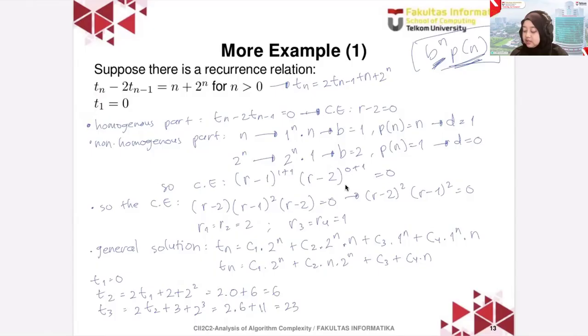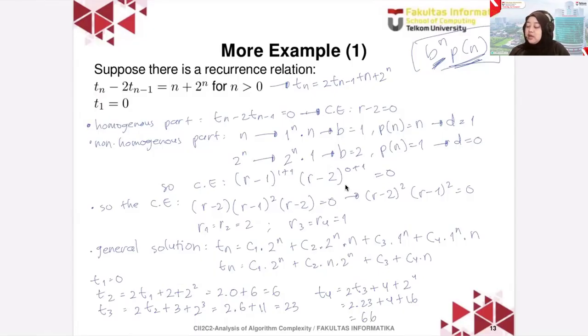And finally, T4, we will have 2 T3 plus n, which is 4, plus 2 to the n, which is 2 to the 4. And this is 2 times 23 plus 4 plus 16, and this will be 66.